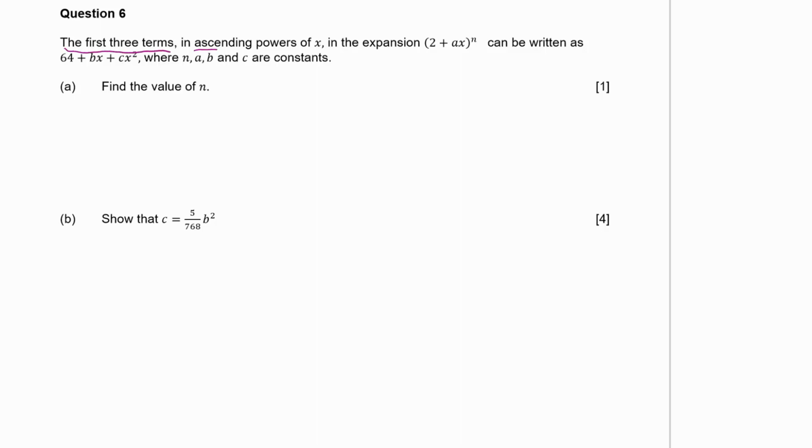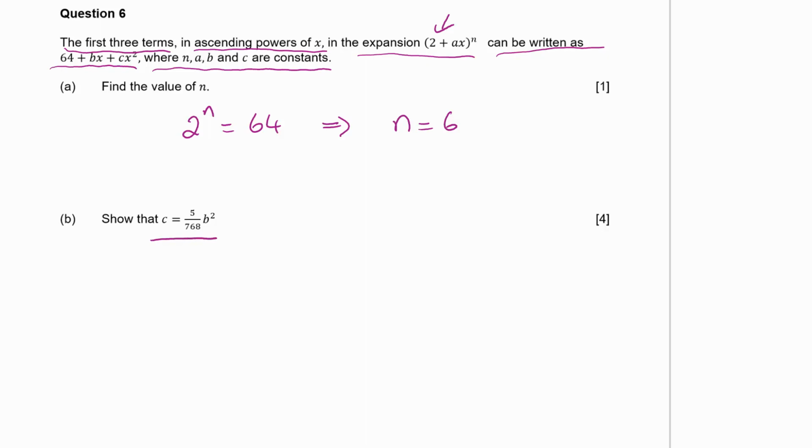The first three terms in ascending powers of x in the expansion of (2 + ax)^n can be written as 64 + bx + cx², where n, a, b and c are constants. Find the value of n. Well, we know the first term from this would be 2 to the n, and we can see that's 64. So that just tells us that n is equal to 6.